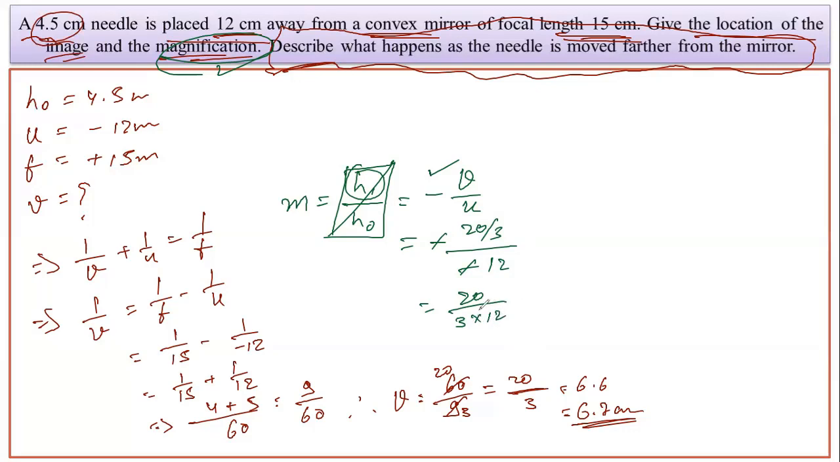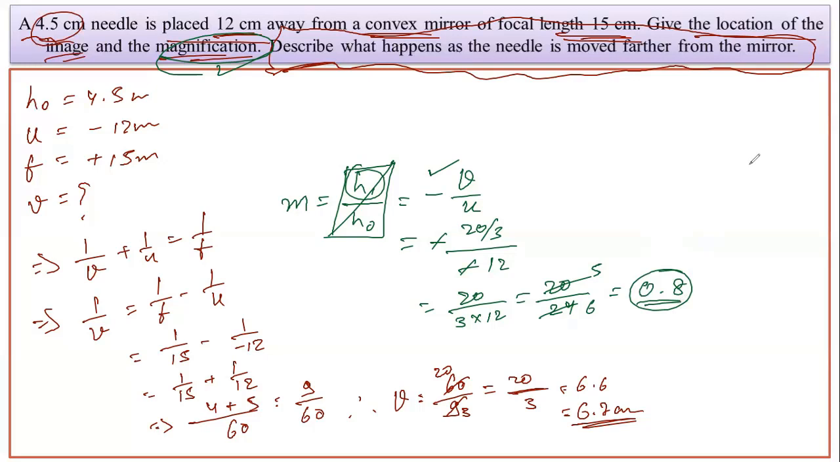If I simplify this one, it is going to be 20 by 36, and if you cancel with 4, it is going to be 5 upon 9. When you divide it, you will get 0.8 something over there. This would be the height of the image which is going to form. Sorry, not the height of the image, this is only the magnification. Height of the image would be something else. This is only the magnification.